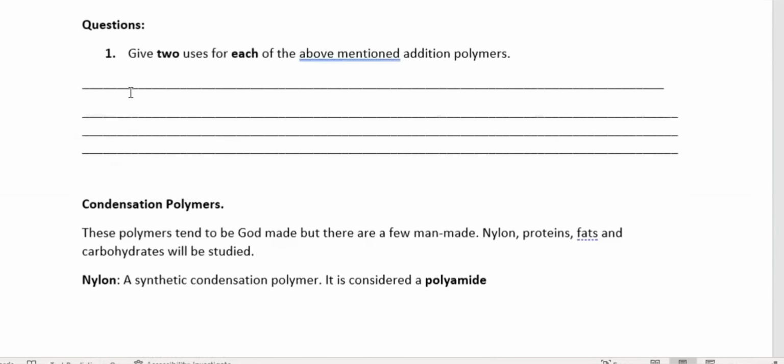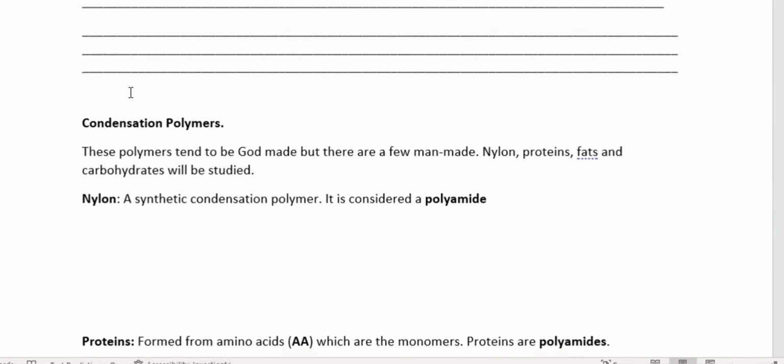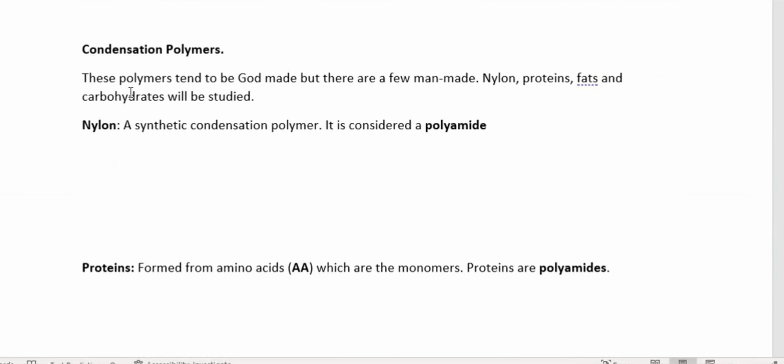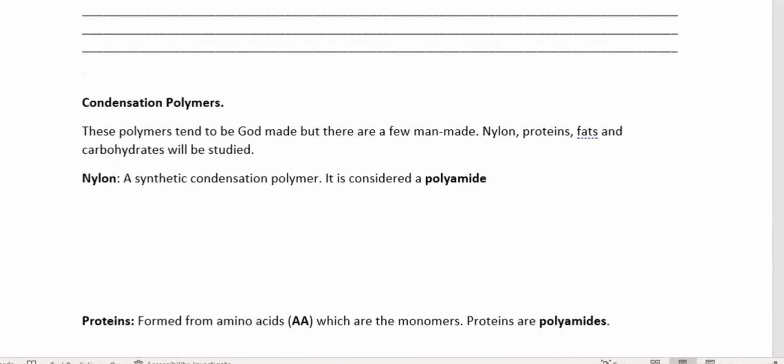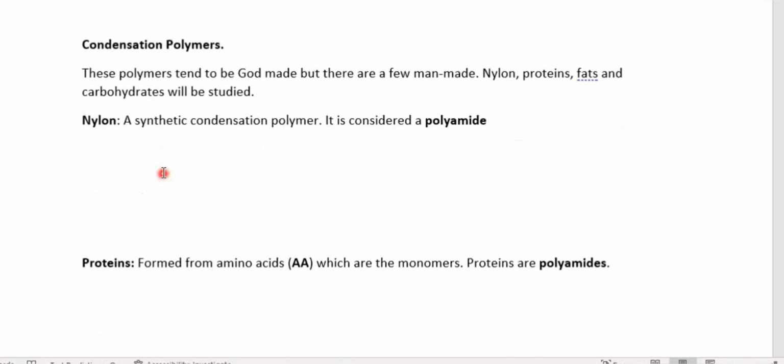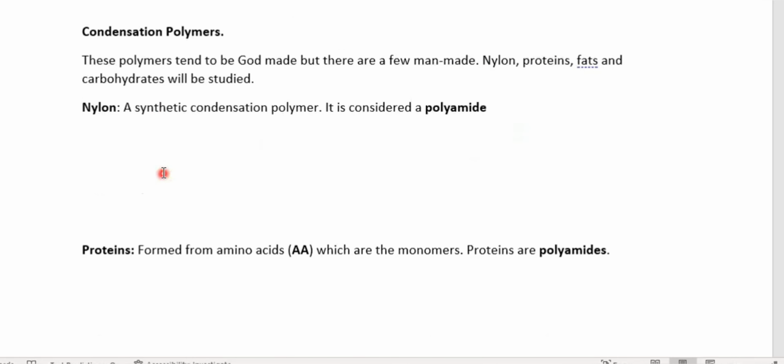Okay, so we will proceed even further. Condensation polymers tend to be God-made. I wrote that specifically, but there are a few man-made. So nylon is man-made. Nylon is a man-made polymer. Proteins, fats, and carbohydrates will also be studied, and those are actually God-made polymers. So nylon is a synthetic polymer. Synthetic means that we man-made it. Condensation polymer, it is considered a polyamide.